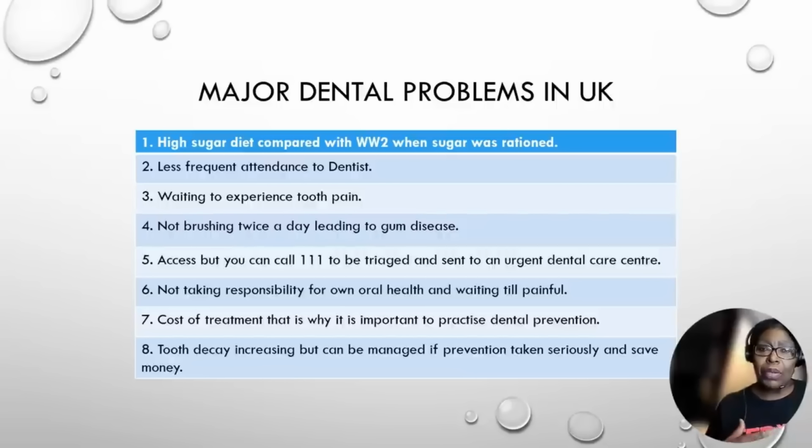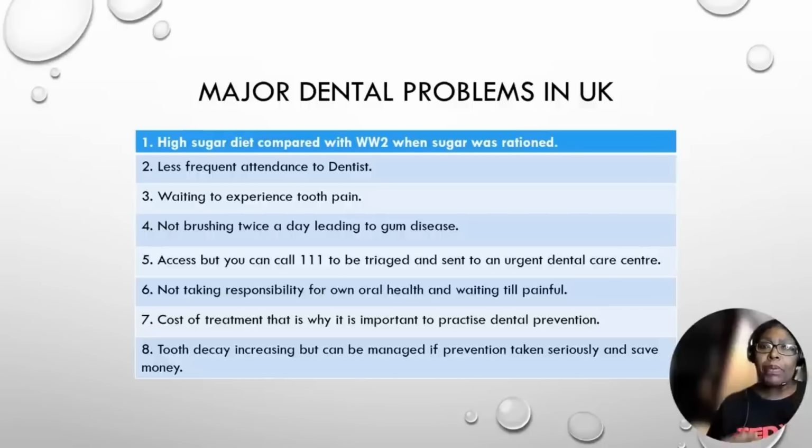So what are the major dental problems in the UK? Please stay till the end since I'll be sharing some gems. In the world, we have about 2.5 billion people with tooth decay in adulthood. Dental decay is preventable, but that is the total in the world. I'm going to be focusing on the UK.